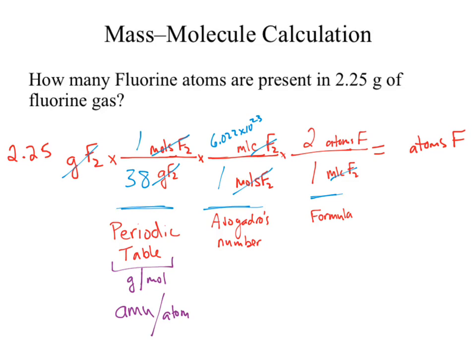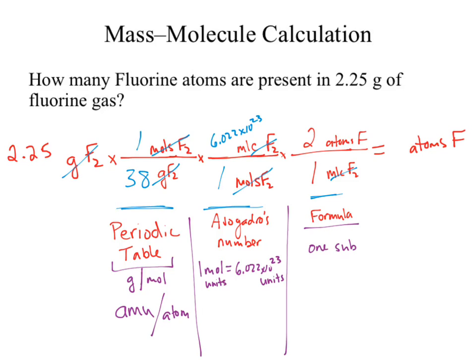What is Avogadro's number? I see your hand. Give me a second. Avogadro's number relates a mole to 6.022 times 10 to the 23rd. You probably can't tell it says 23rd, so I'm going to rewrite that. So a mole of units equals 6.022 times 10 to the 23rd units. We're counting things like eggs. And then our formula allows us to convert one substance, or let's call it this way, one substance related to another substance.